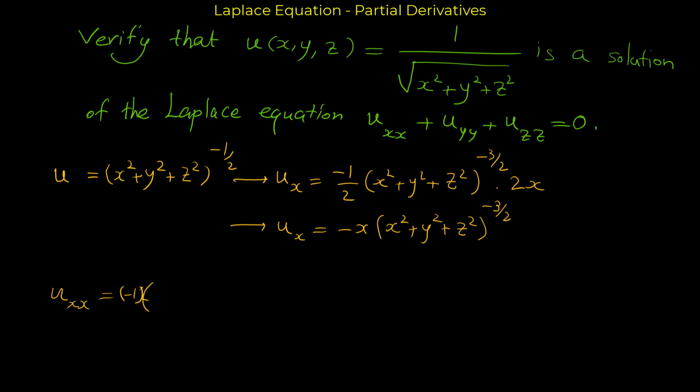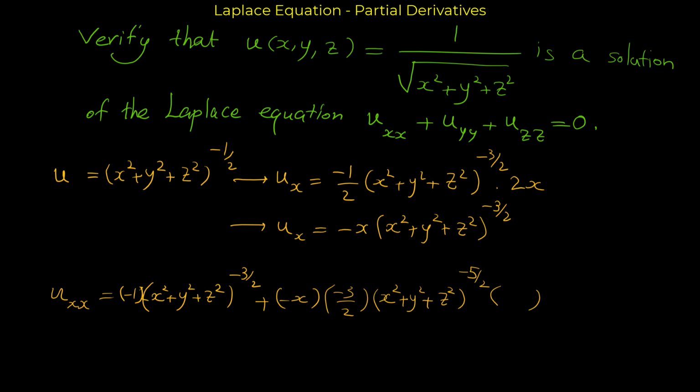times (x² + y² + z²) to the power of negative 3/2, plus, put the negative x here, leave negative x, take the derivative of the other part. For finding the derivative of the other part, we bring the power down again, so negative 3/2 times (x² + y² + z²) to the power of negative 5/2. And again times the derivative of the inside, which is 2x.